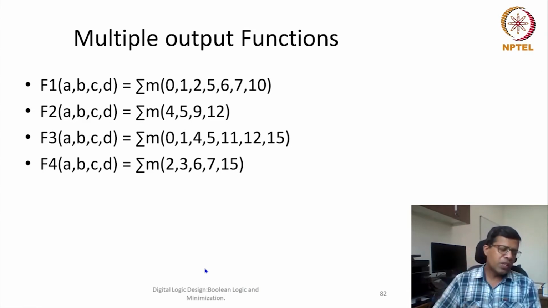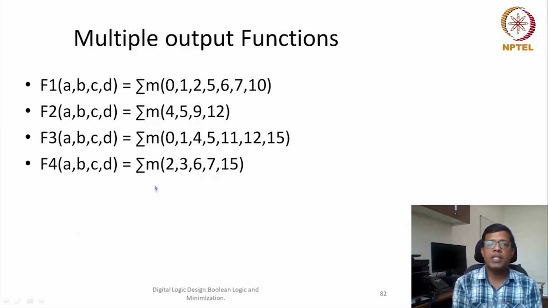So far we have seen that any particular expression or function usually has a single output. There are multiple inputs, but there is a single output. There is also an additional possibility that for the same inputs there could be multiple functions. Here I am taking an example where A, B, C, D are the inputs, but there are 4 different functions: F1, F2, F3, F4.